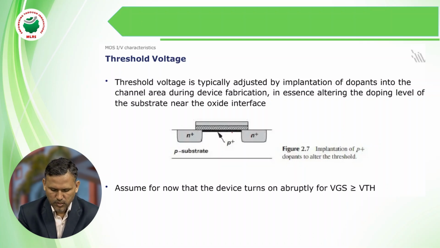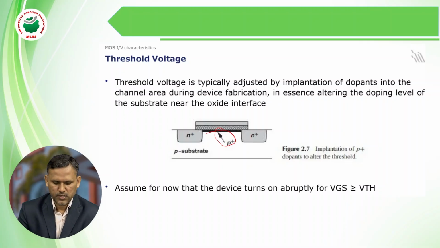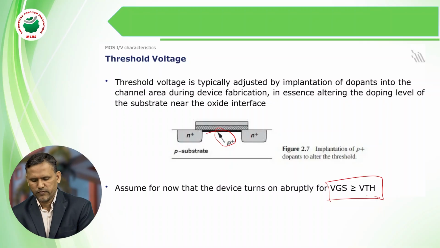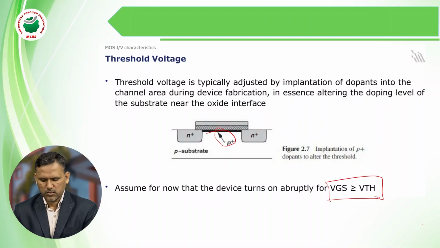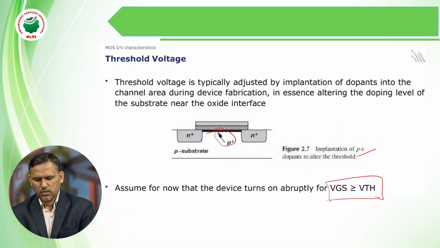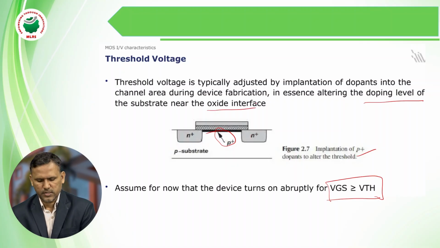So for that, the positive dopant can be added. Then very easily we generate the voltage level where VGS is greater than or equal to VTH. The gate to source voltage should be greater than VTH. So this is developed by adding positive material to the substrate. That is called increasing the doping level to maintain the proper oxide interface.